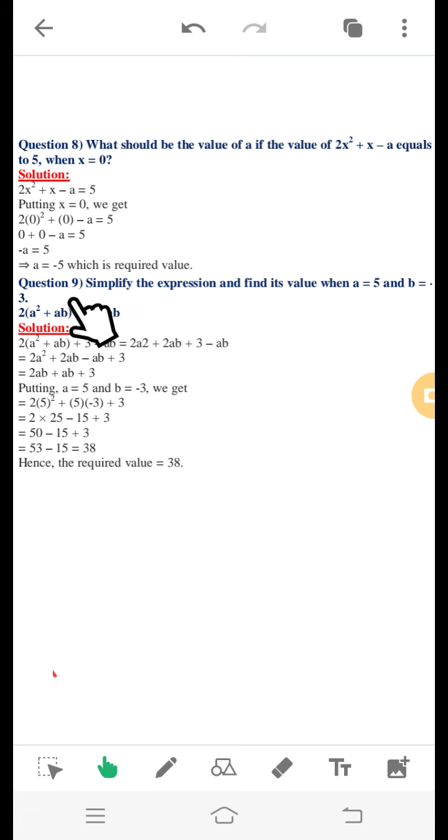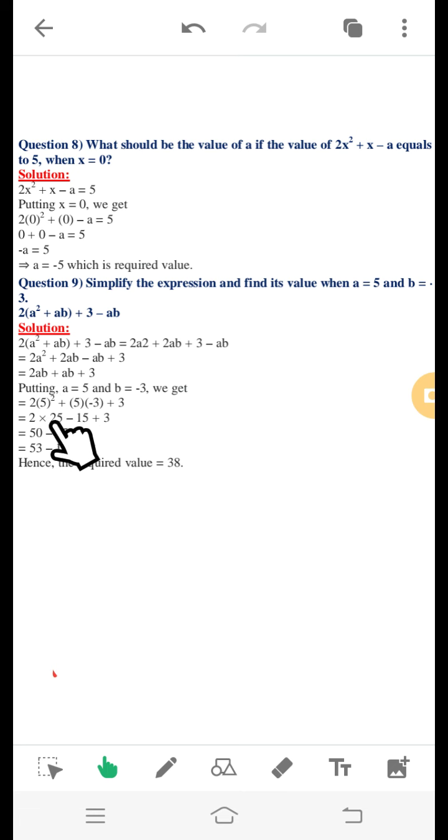Question 9. Simplify the expression and find its value when a is equal to 5, b is equal to minus 3. 2 into bracket a square plus ab plus 3 minus ab. First simplify the bracket. So 2a square plus 2ab plus 3 minus ab. Now 2ab minus ab, so it's plus ab plus 3. Now put the values of a and b. a is equal to 5, b is equal to minus 3.